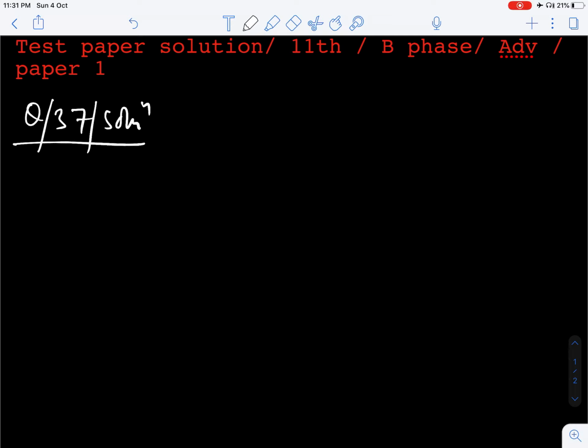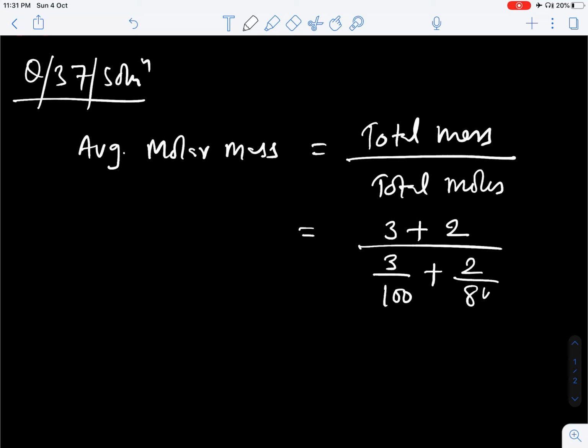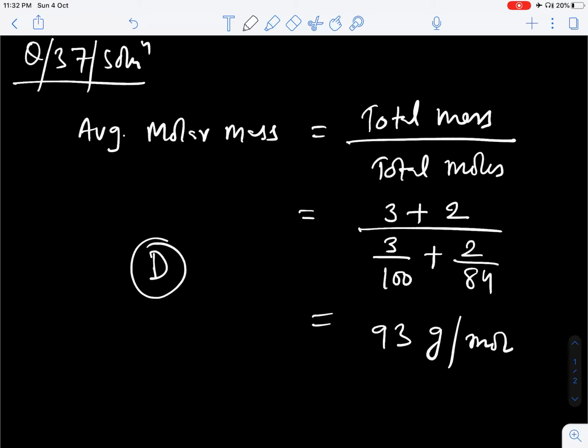So moles is weight divided by molar mass. For calcium carbonate it is 3 divided by 100, plus the weight ratio of magnesium carbonate is 2, so 2 divided by the molar mass of magnesium carbonate, that is 84. So just solve this, you will get 93 gram per mole. So the correct option for question number 37 is D.